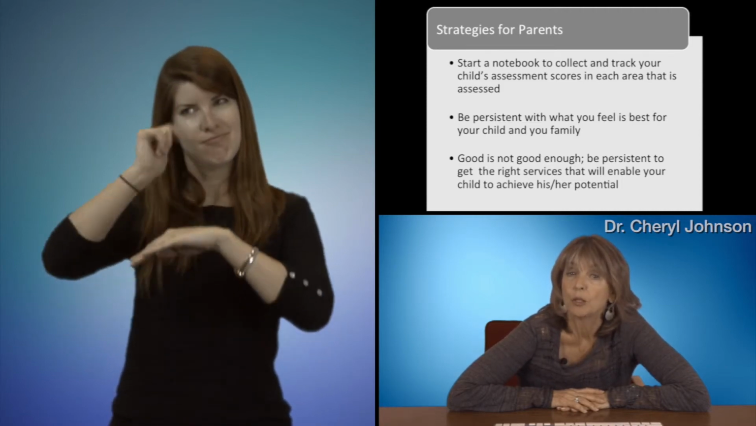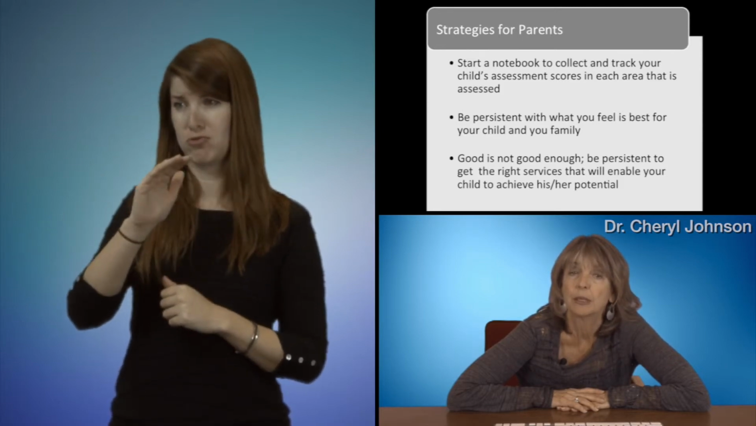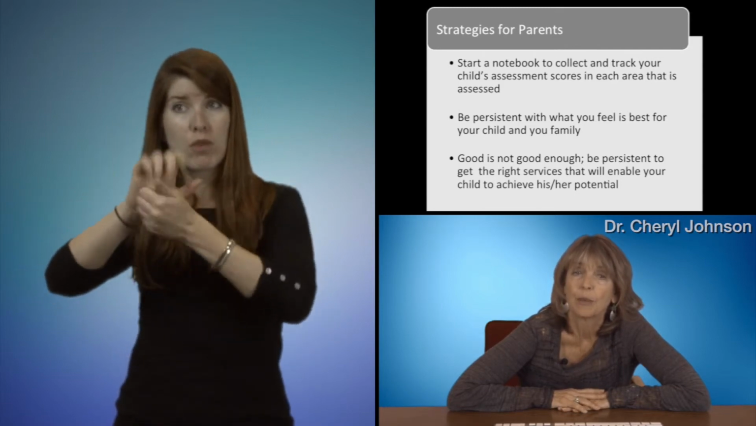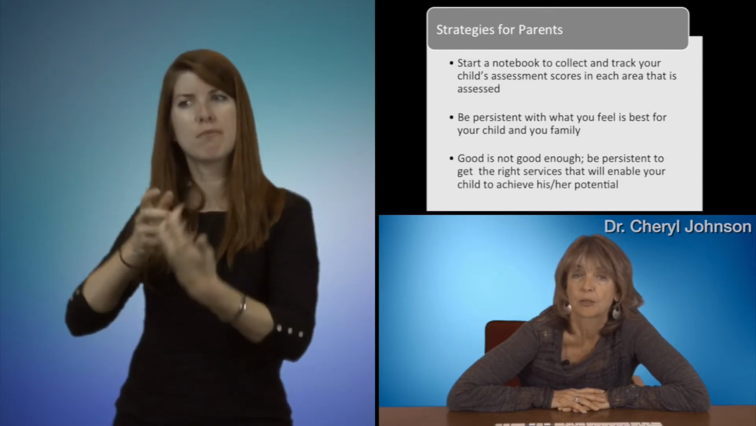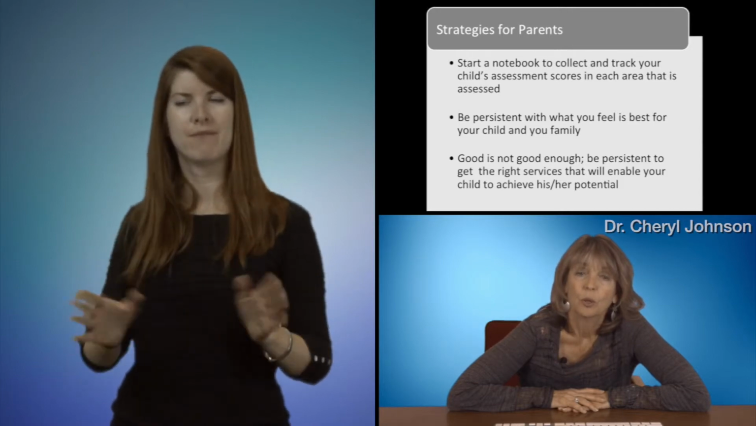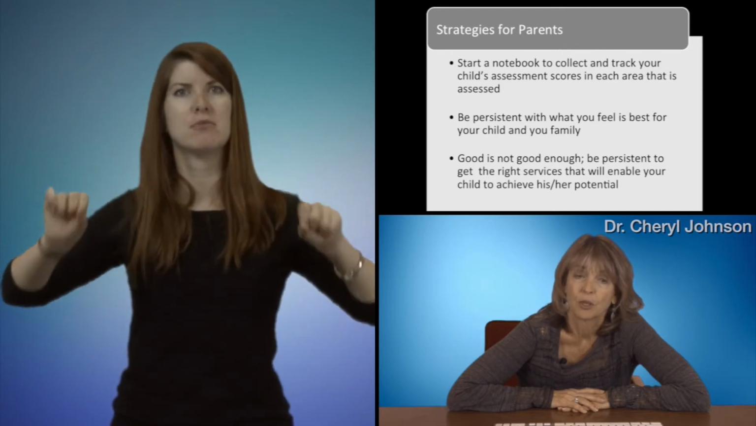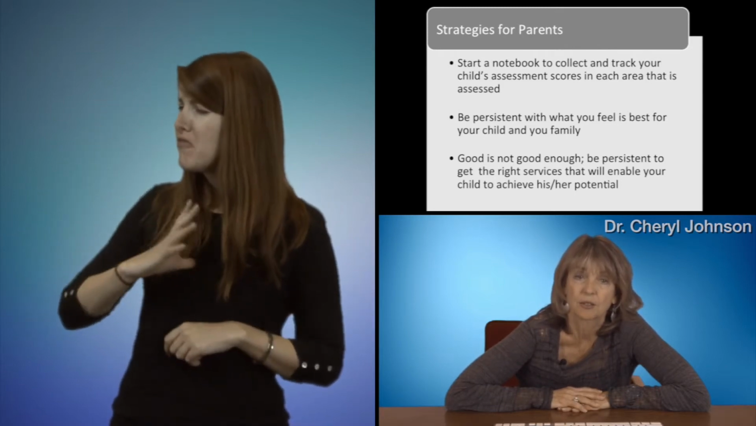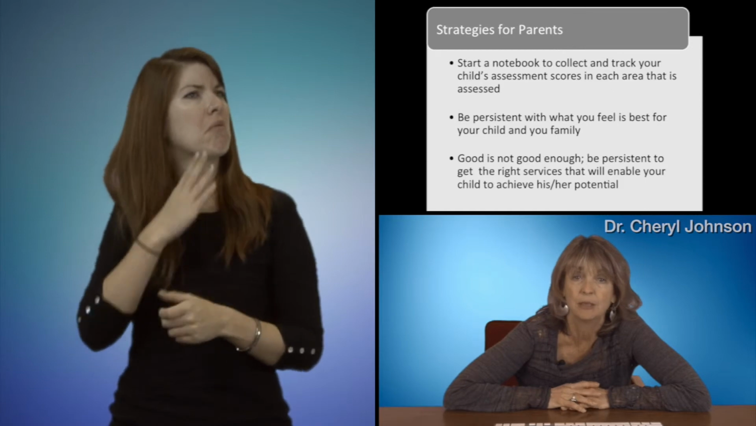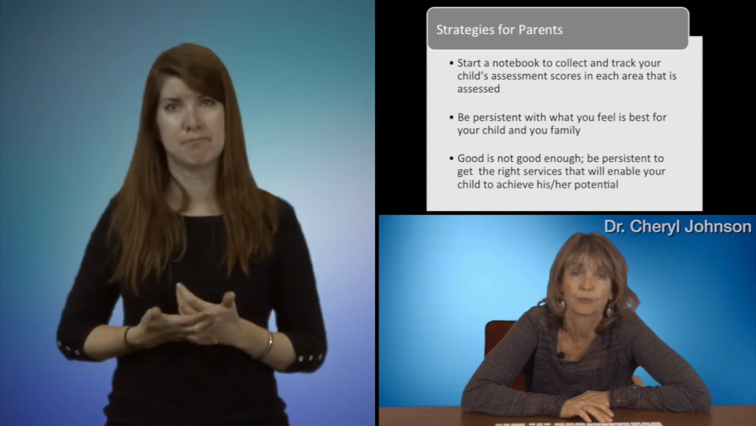Be persistent about what you feel is best for your child and family. You know your child best. You know how your family surrounds that child and what the educational needs are. And with the school, make sure that you're getting the program that you feel is best for your child. Remember, good is not good enough. We want to be persistent so that we get the right services that allow our children to achieve their potential. So when somebody tells you, oh, they did fine on that test, you need to interpret fine as, is that what they're capable of doing, or did that just mean they did fine compared to a group of other children or a group of deaf and hard of hearing children?